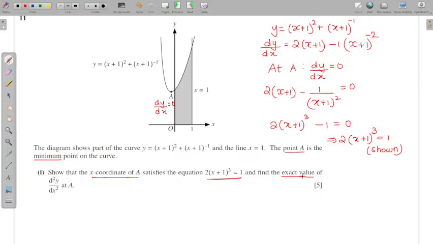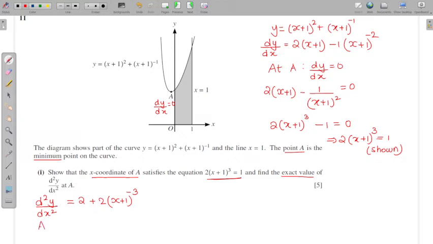So next we have to find out the exact value of the second derivative. So for that, let's find out the equation of the second derivative. The second derivative is when we differentiate this dy by dx again with respect to x. So this will be 2 plus 2 (x plus 1) to the power of minus 3.